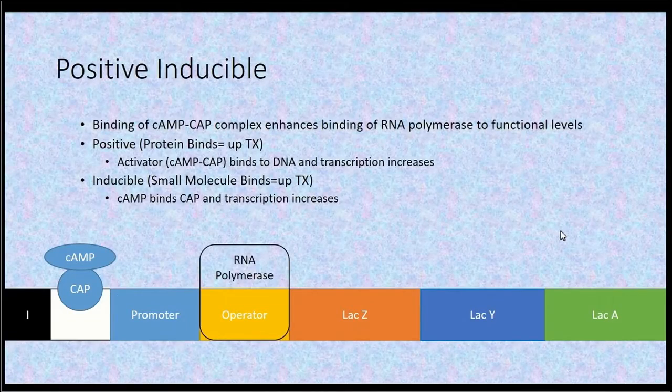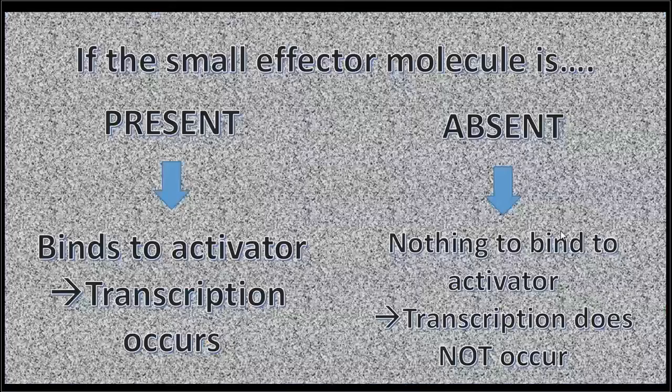So also with positive inducible, the binding of the cAMP-CAP complex enhances binding of RNA polymerase to functional levels, so it just speeds up transcription. So with positive, the protein binds, which is equal to increased transcription. And the activator, the CAP, binds to the DNA and transcription increases. So with inducible, the small molecule binds as well, so cAMP binds to CAP and transcription increases as well.